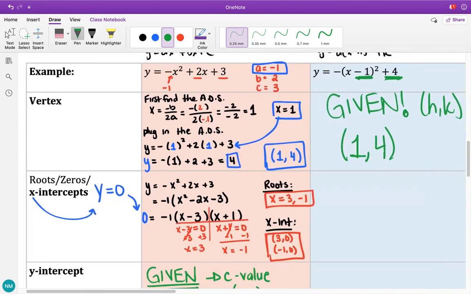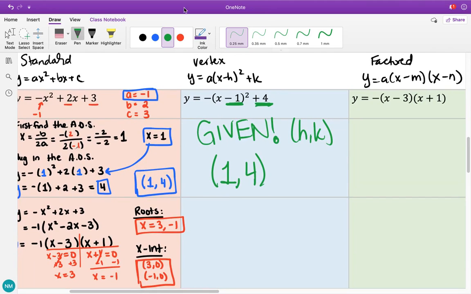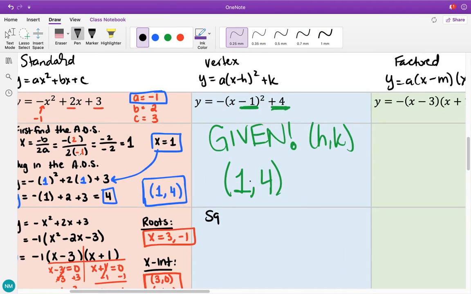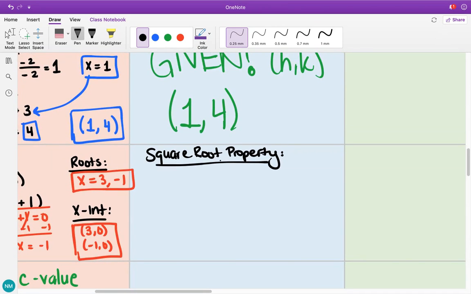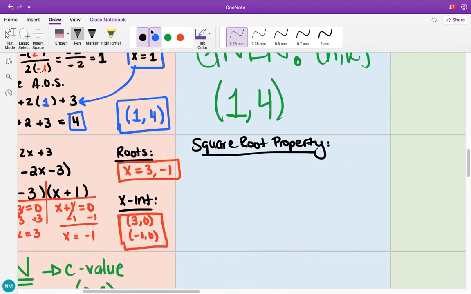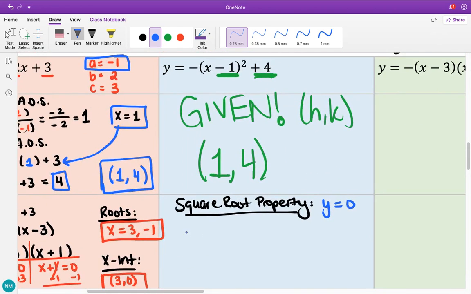Now, roots, zeros, and x-intercepts. So we got to find the roots. So you're going to use the square root property here. Let's zoom in and go here. So, square root property. I'm going to set y equal to 0. So I have 0 equals negative (x minus 1) squared plus 4.